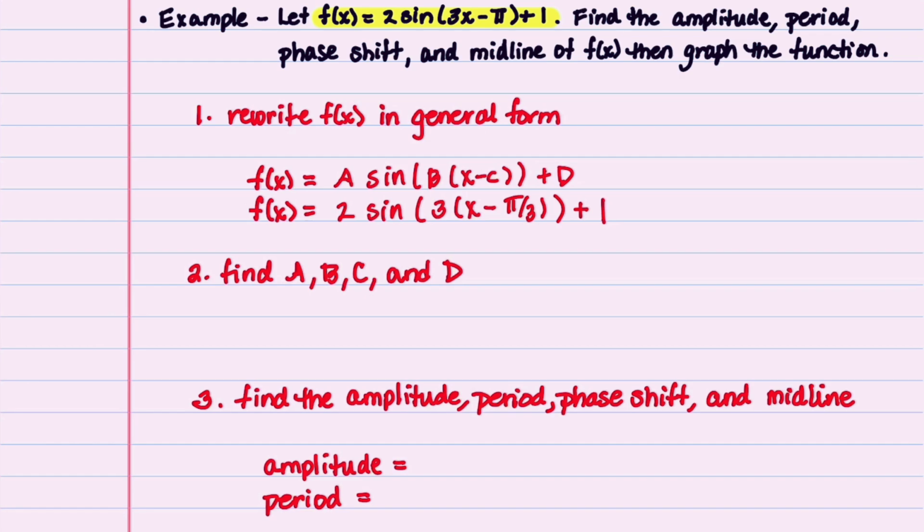So now our function is in our general form, and we can easily see what a, b, c, and d are. Our a is equal to 2. Our b is equal to 3. Our c is equal to pi over 3. And lastly, our d is equal to 1.